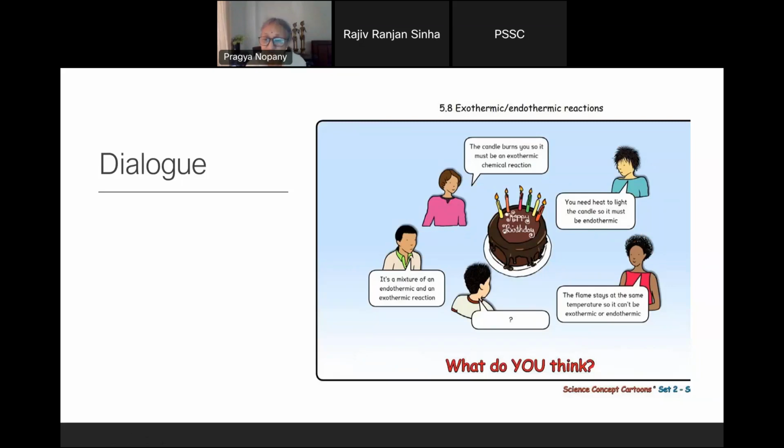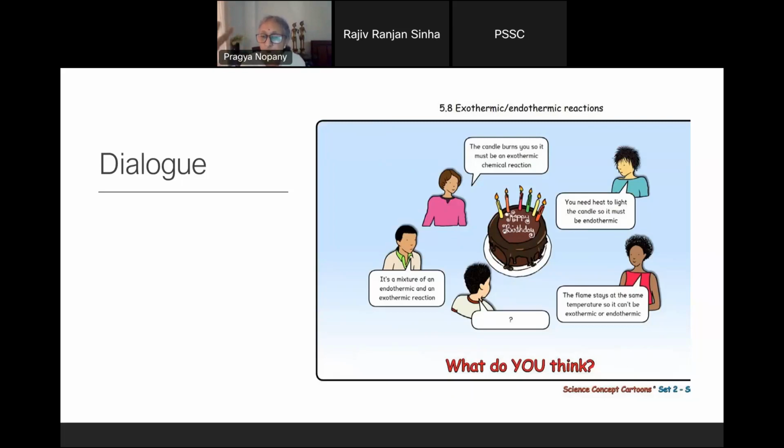So now what do you think? Give this picture, this scenario, this dialogue in the classroom, and ask the children, what do you think, who's right? How is this process of presenting a dialogue in the class better than asking the children straight away whether it is an exothermic or endothermic reaction? Can you write in the chat box?